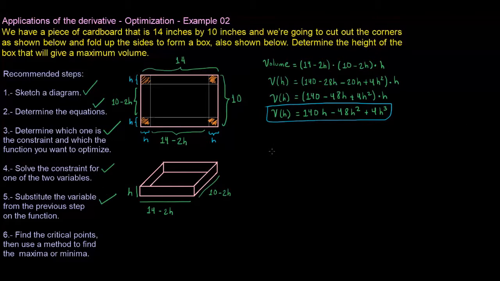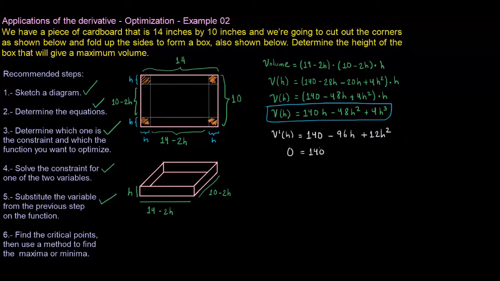So let's get to it. We're going to take the first derivative. We're going to use a different color here, just saying that we're starting with number 6. So V prime of h is equal to 140 minus 48, the derivative of this term will be 96 times h, and here a plus 12 times h squared. There it is. Now we have to equalize this one to 0.